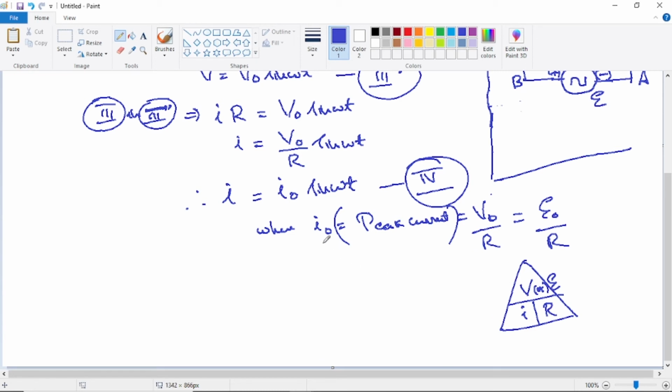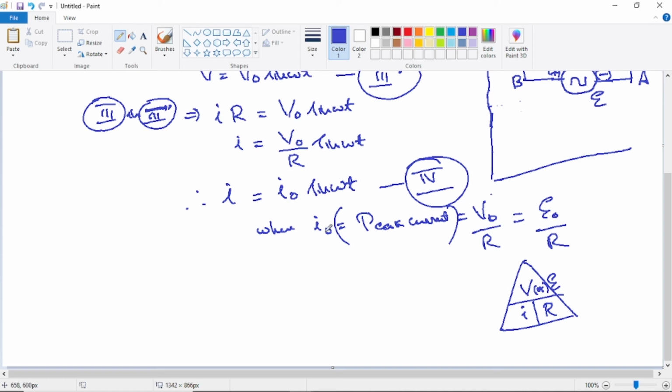Now just see here, it looks exactly the same. The current is equal to EMF divided by resistance. Here we have peak current equal to peak EMF divided by resistance, or peak voltage divided by resistance. So in the same Ohm's law form, we have the relation between the peak current, peak voltage and resistance. It can easily be said that Ohm's law is obeyed by current, voltage and resistance.